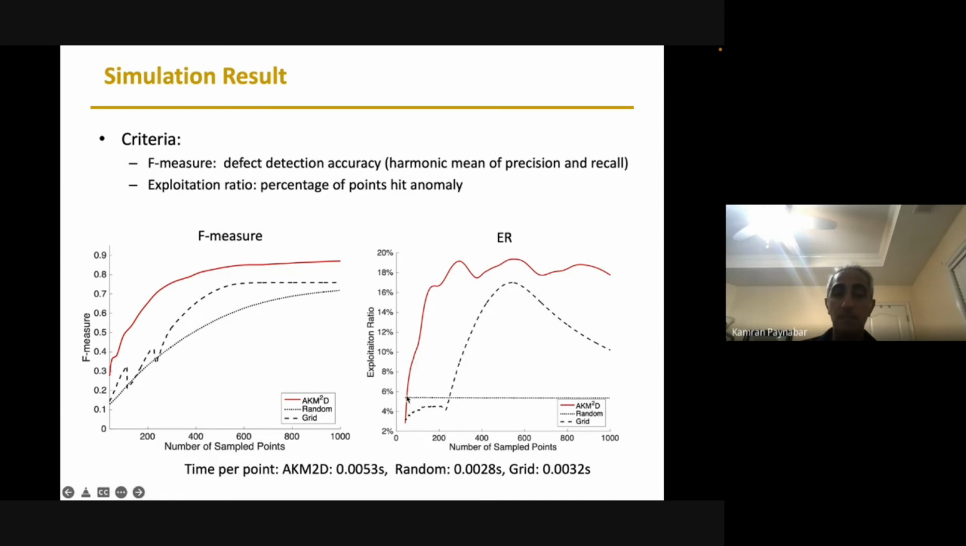At the beginning, we are more exploring, and then as we get more information from the anomalies, we do more exploitation. So that's what it means. At the beginning, more exploration, and towards the end, more exploitation.